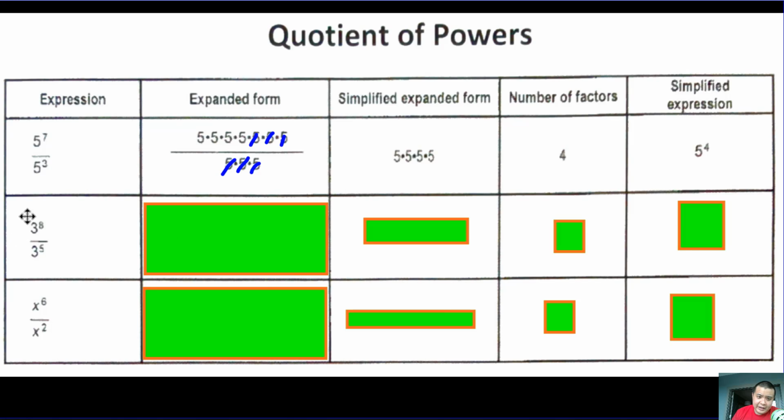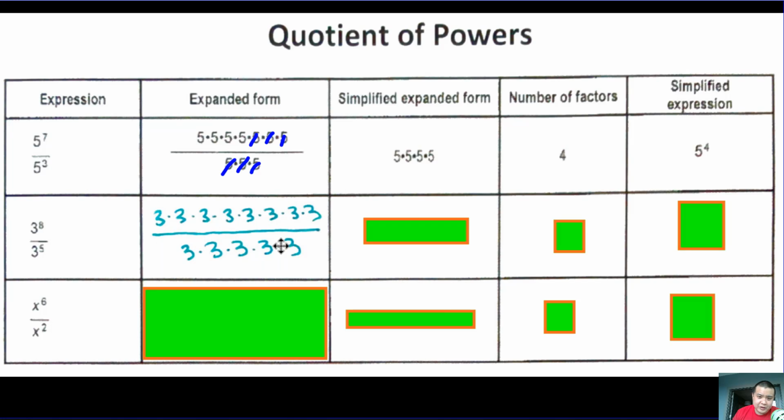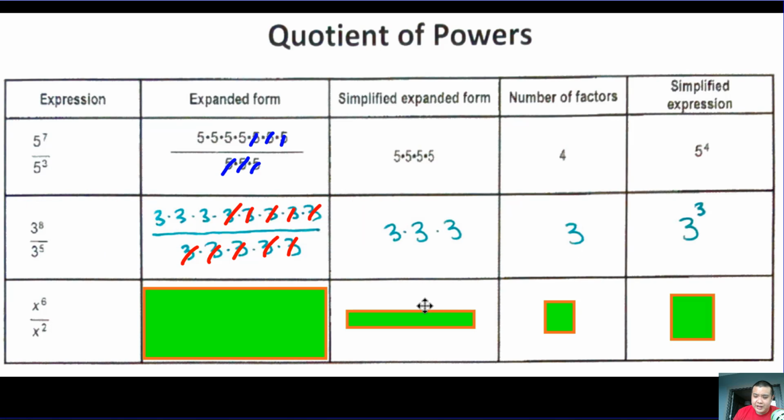Here, we have 8 3s at the top and 5 3s at the bottom. So in expanded form, it looks like this. And again, we can cross out any of the ones that they have in common. So this one cancels out with this one, cancels out with this one. This 3 cancels out with this bottom 3. This top 3 cancels out with this bottom 3. This top 3 cancels out with this bottom 3. As a result, we have 3 3s left at the top, so there were 3 3s right here. It means there's 3 factors of 3, therefore this is 3 to the 3rd.